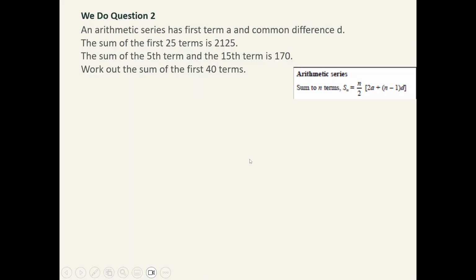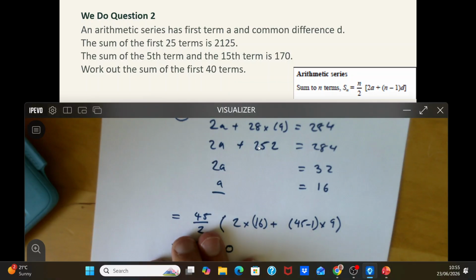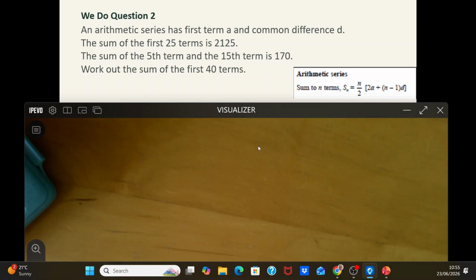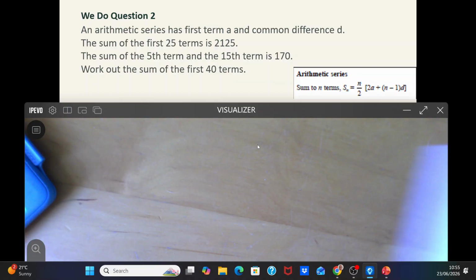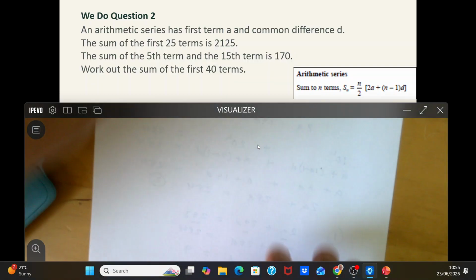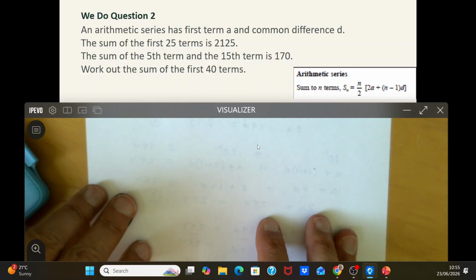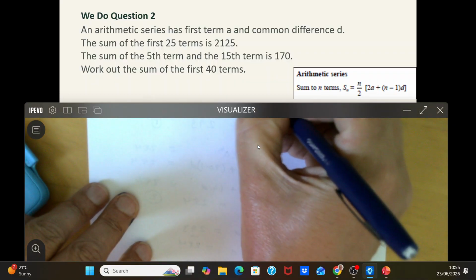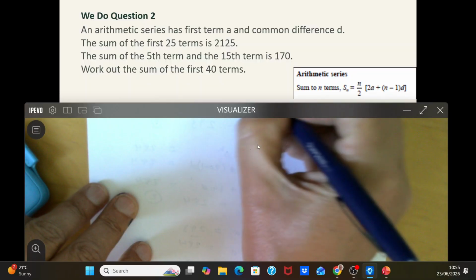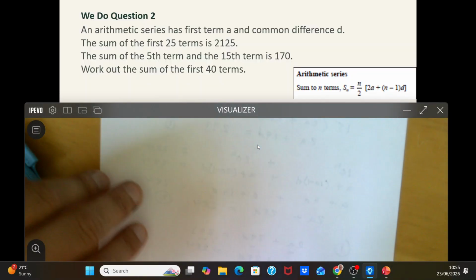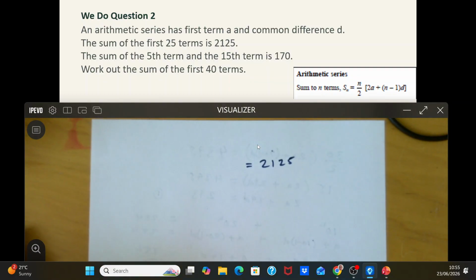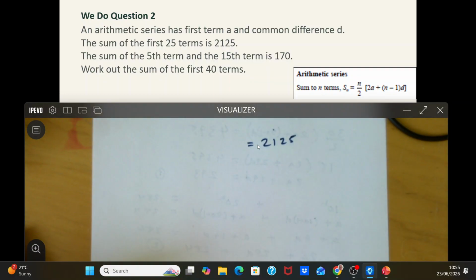So now let's look at the we do question. Right, so focusing on the we do question. Right, what is the first thing you need to do? The first thing you need to do is think about what the first line is saying about the series, and that's that the sum of the first 25 terms is 212. So can you use the formula to complete that? I'll just let you do that.